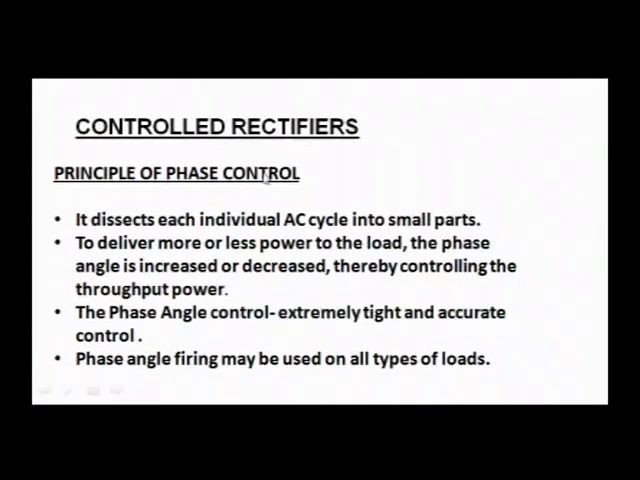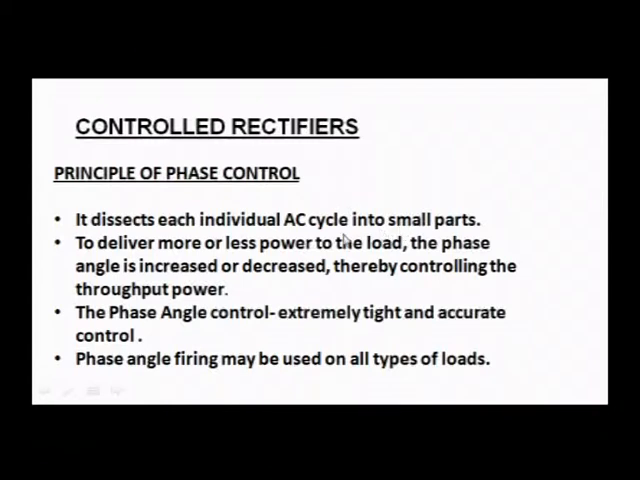Okay, then please see the principle of phase control. It is going to dissect each individual AC cycle, which has positive and negative halves over 360 electrical degrees. 180 electrical degrees make the positive half, 180 electrical degrees make the negative half. So it is going to dissect each individual AC cycle into small parts. So wherever I want, I can give a trigger.